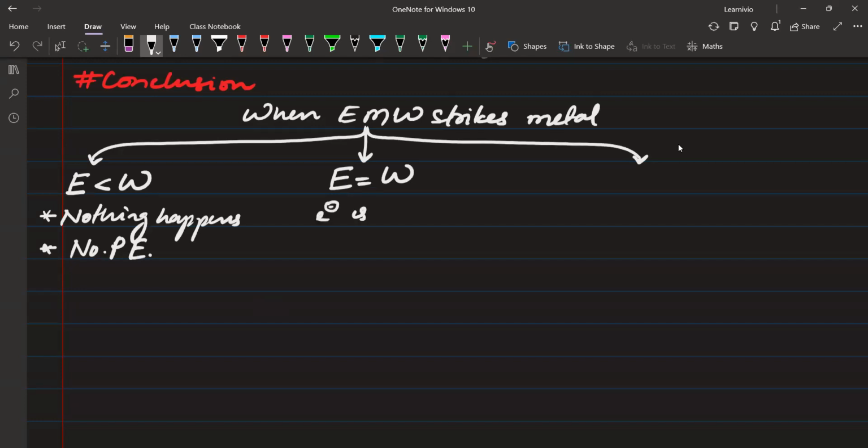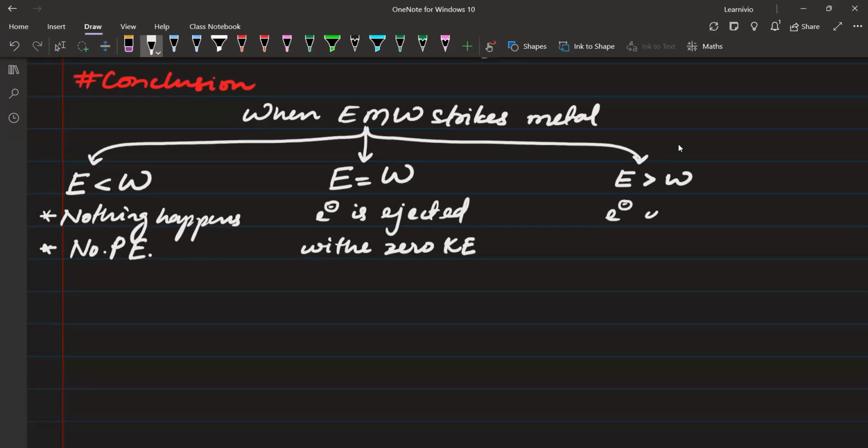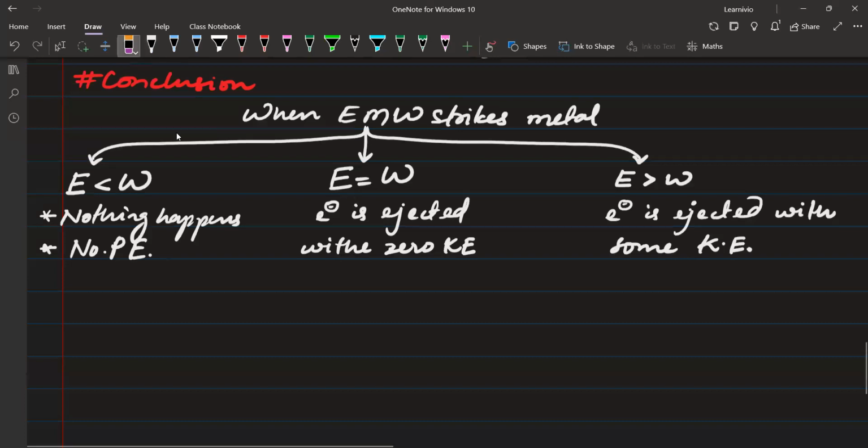Now, when the energy is equal to the work function, then what will happen? Electron is ejected with zero kinetic energy. There is no kinetic energy. उसके बाद क्या है? Electromagnetic radiation has energy greater than work function. And in that case, electron is ejected with some kinetic energy. Okay, so these are the three things that could happen.